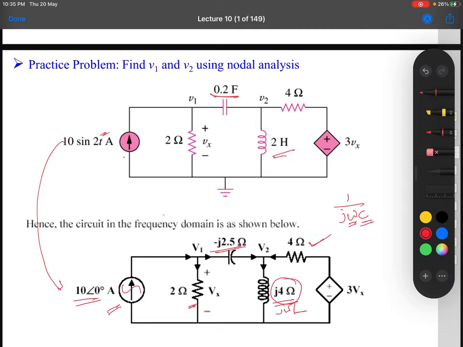And this is 4 ohm. This is the resistance. No change is needed here. So all these are frequency dependent. For a particular frequency, they act like this. And this is the dependent source. It is kept as it is. And it depends on this Vx. So once we have this circuit transformed, now you have nothing to do with sinusoidal things. It is all phasor. And now you can analyze like any DC circuit.